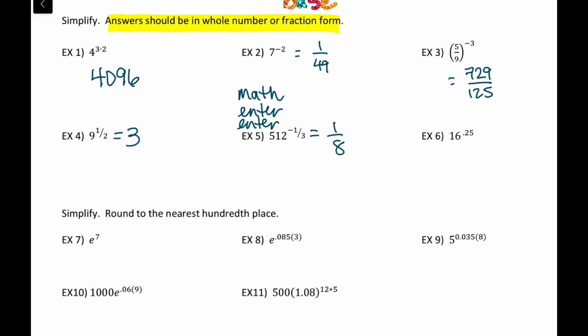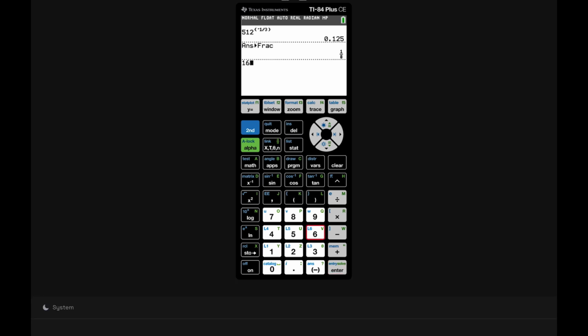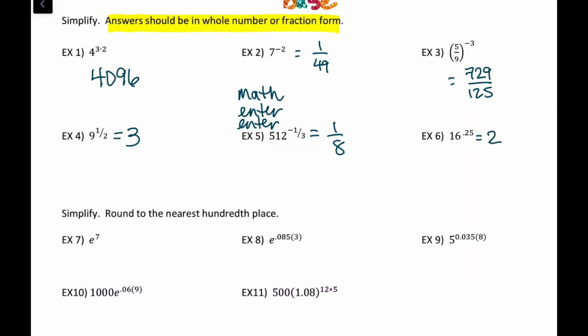Okay, one more of these. This one's pretty straightforward. 16 to the 0.25 power. So we'll say 16 raised to the 0.25. Don't need parentheses around that because there's no operation going on. And that is just 2. So hopefully you feel a little more comfortable in your calculator for those notes. And we will do one more video for the next section.